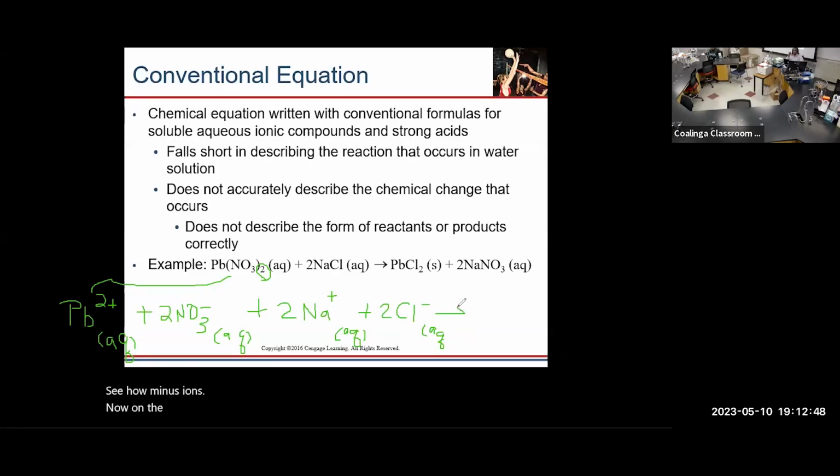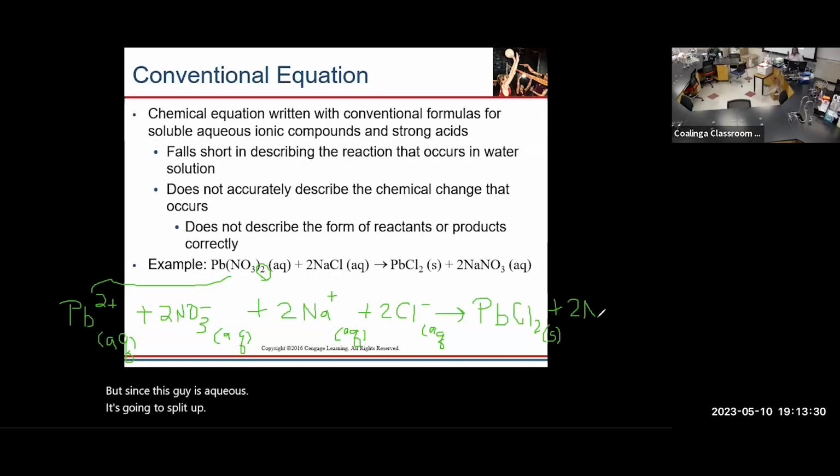Now on the product side, if anything is a solid, liquid, or a gas, we don't separate it. It stays together. So since this guy is a precipitate, it's going to be a solid. So we're going to keep it together. But since this guy is aqueous, it's going to split up.